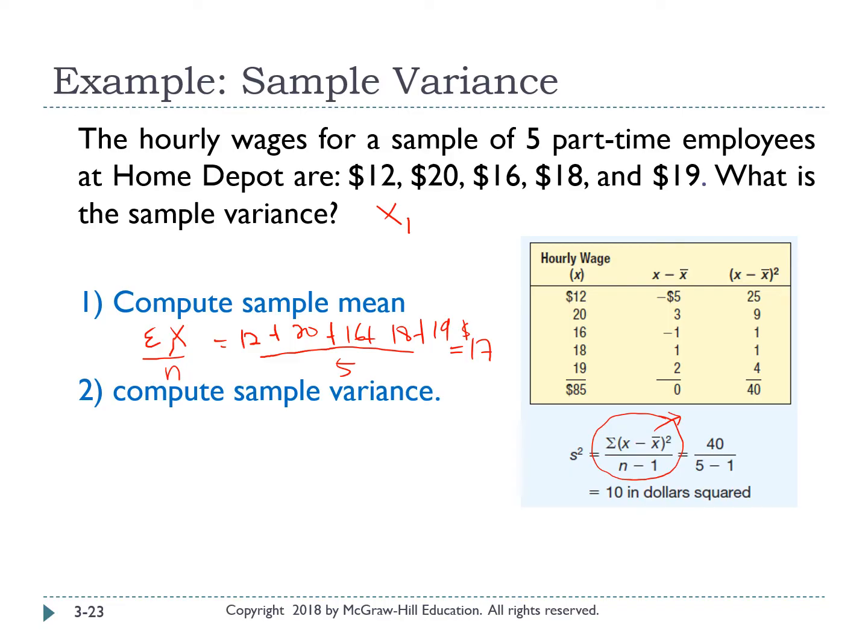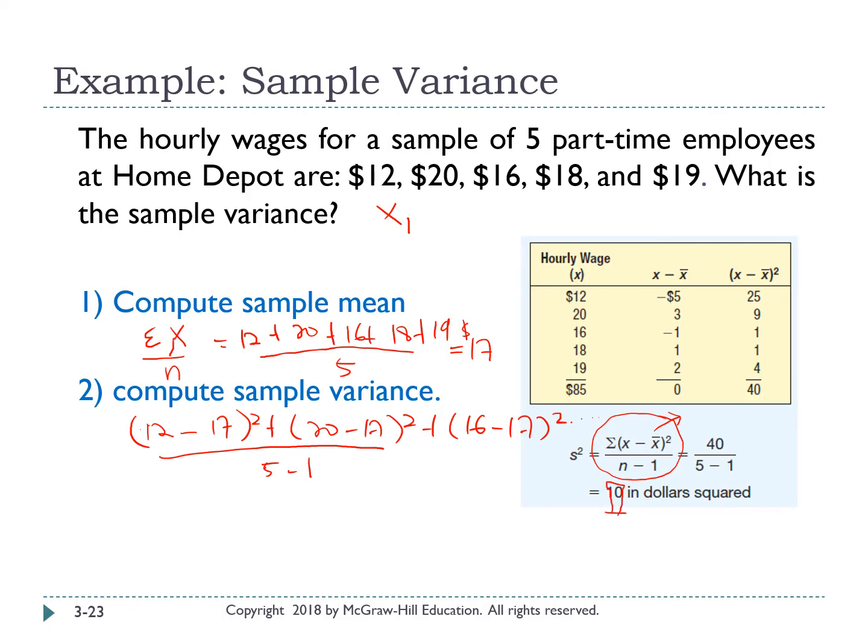Well, maybe it's better for me to write it so that you can see it better. So you have the first x, which is 12 minus your mean. What is the mean? 17. So you have that squared, plus the second observation, 20 minus 17 squared, plus 16 minus 17 squared, plus so on. And then you have to divide it by n minus 1. Your n is 5. 5 minus 1 is 4. So basically you will get the answer of 10.